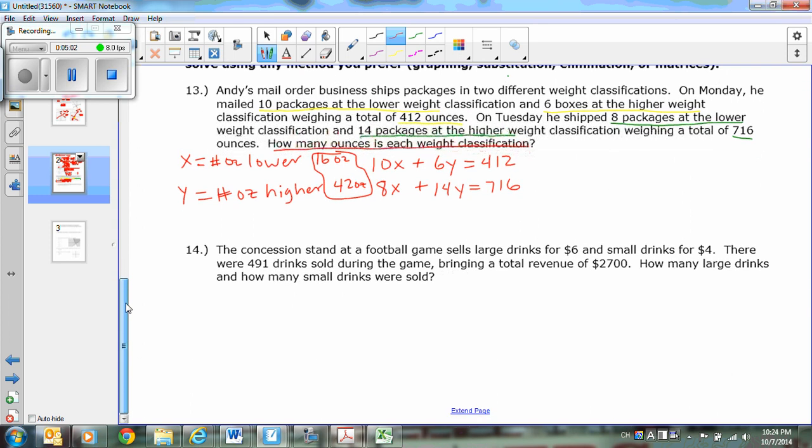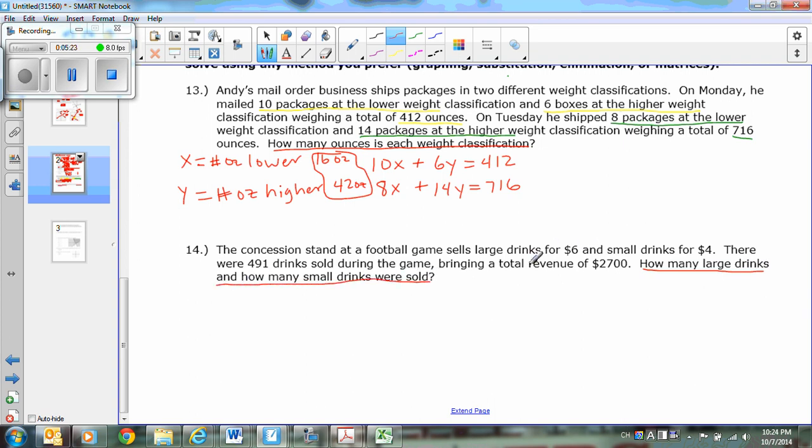14 says the concession stand at a football game sells large drinks for $6 and small drinks for $4. There were 491 drinks sold during the game, bringing a total revenue of $2,700. Okay, so the question is, how many large drinks and how many small drinks were sold?